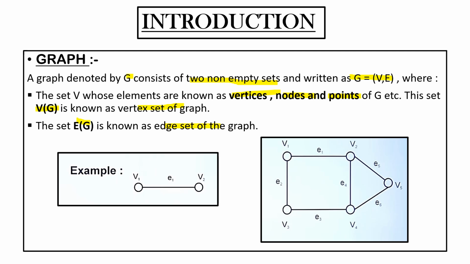So if we consider our first example, we can see here V1 and V2 are the two vertices and E1 is an edge. If we see the second example here, V1, V2, V3, V4 and V5 are the five vertices of the graph, and E1, E2, E3, E4, E5, E6 are the six edges of the graph.